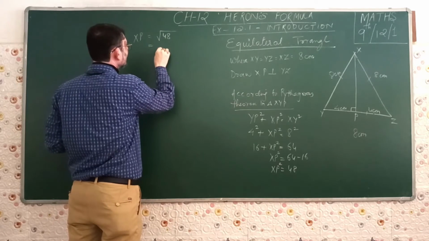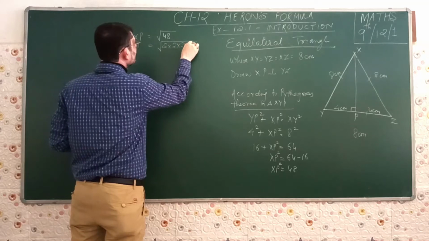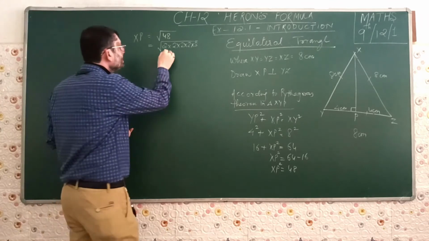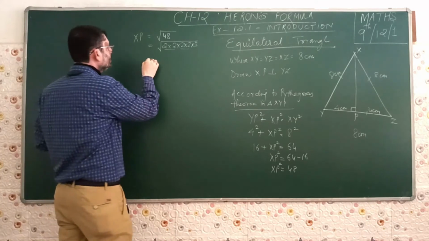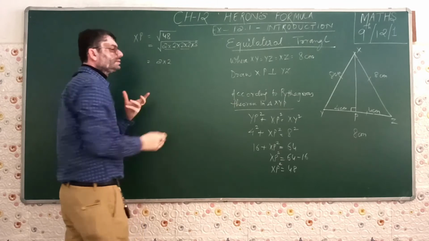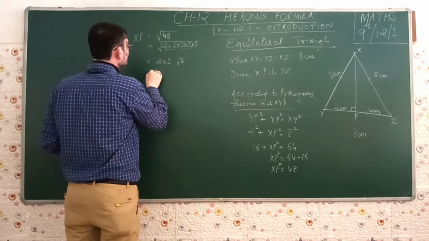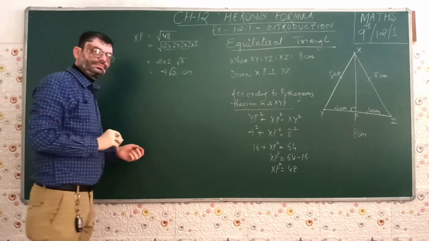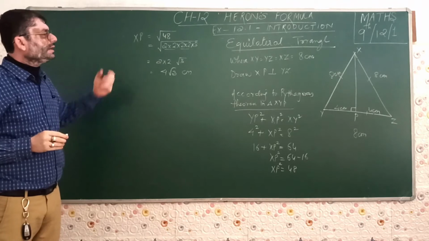If you find the factors of 48, you get 2 into 2 into 2 into 2 into 3. This we have done in class 8, when we used to make pairs and we used to take out one number from the given pair. So here we can write from this pair 2 into 2, and 3 is a single digit, it is not in pair, so this remains as it is. So this can be written as 4 root 3 centimeters. Now we have got the height of the equilateral triangle that we were looking for.